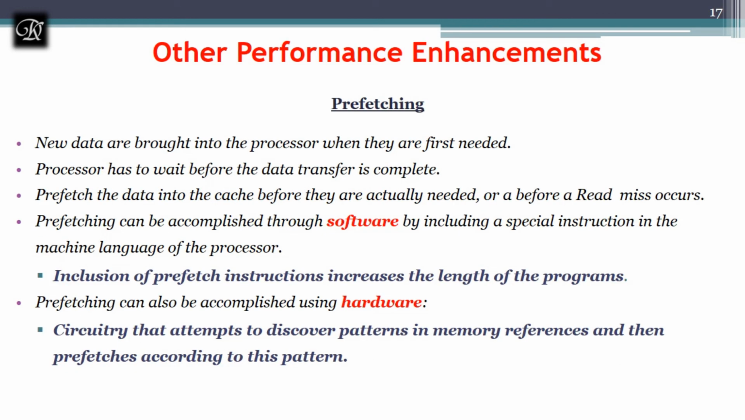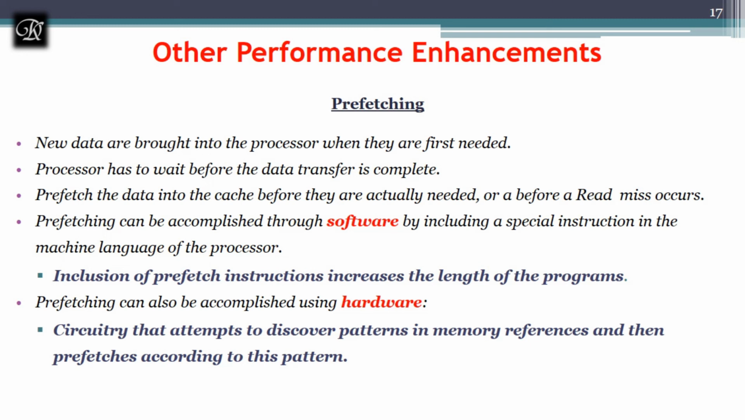Rather than this, we have one more technique, prefetching. Prefetching is the technique where we get the data before it is required. Normally, new data are brought into the processor when they are first needed, and the processor has to wait before the data transfer is complete. Instead, prefetch the data into the cache before they are actually needed. Before the processor demands it, or before a read miss occurs, we bring it into the prefetch buffer.